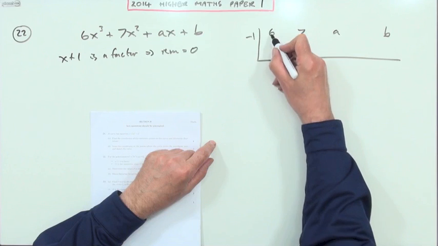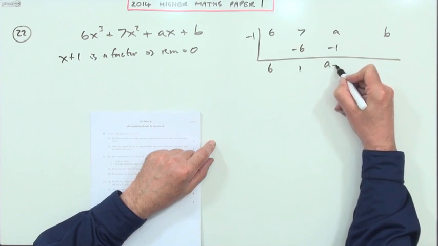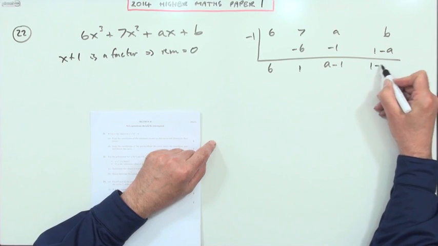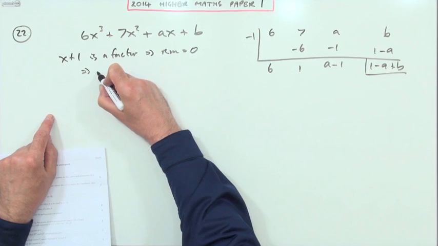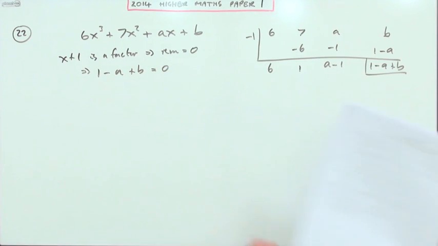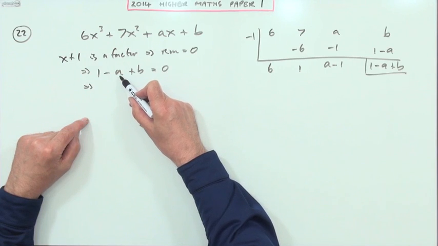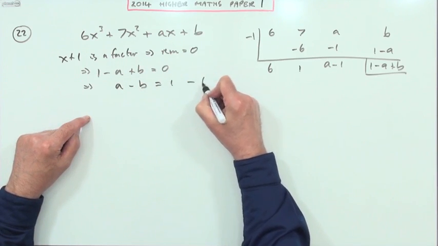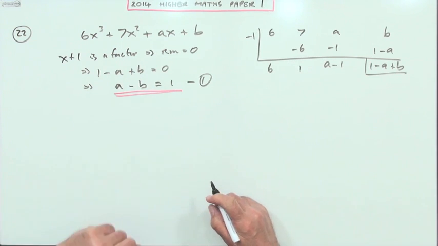So what's the value at negative 1? 6, bring it up, negative 6, bring it down 1, bring it up, negative 1, add it, A minus 1, multiply by negative 1, well that just flips it, 1 minus A. So I've got 1 minus A and add on the B. That's my remainder. So if the remainder is to equal 0, that means that 1 minus A plus B equals 0. Rearrange that slightly. Might be better off saying, instead of negative A plus B equals negative 1, I could have A minus B equals 1 from my first equation. Or you could just keep it in any form you like.